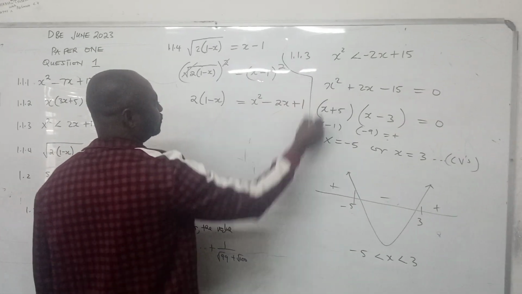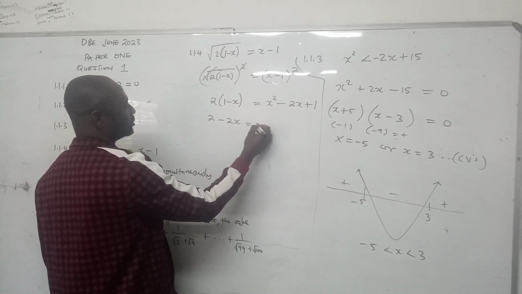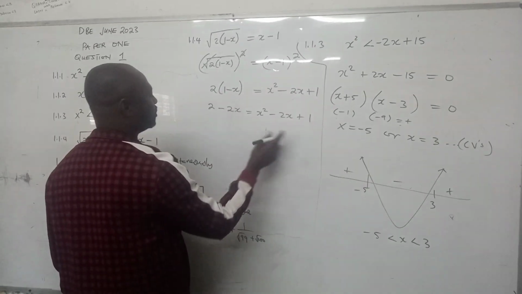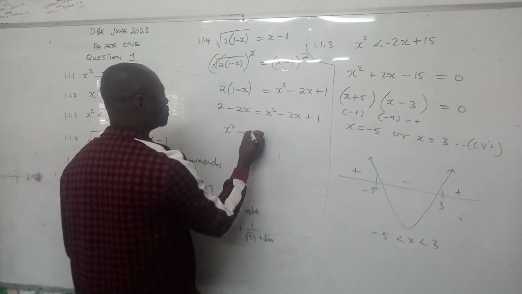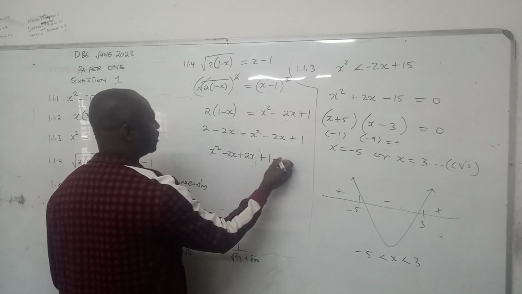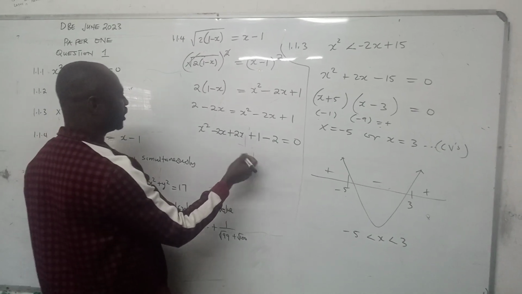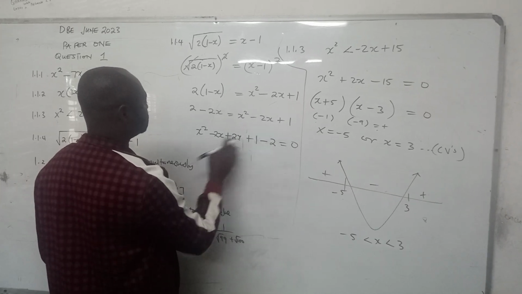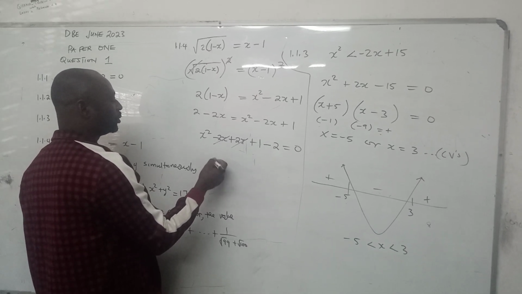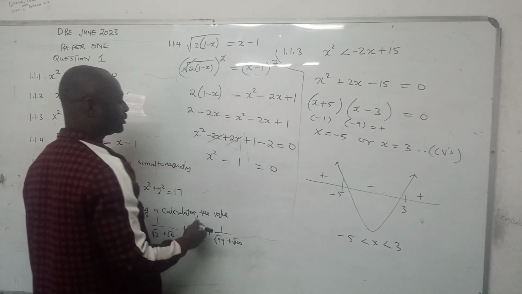And then from there, we multiply 2 by 1, we get 2 minus 2x equals x squared minus 2x plus 1. Now when we transpose this to that side, we're going to have x squared minus 2x plus 2x again plus 1 minus 2 equals 0. And then when you work this out, you've got minus 2x plus 2x, which will cancel itself and go out. So here we have x squared, 1 minus 2 is minus 1, equals 0 to solve.